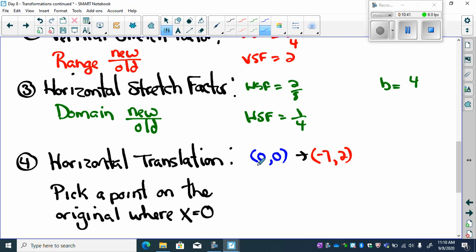Okay, so let's focus on the x coordinates. Now I realize I should be multiplying this 0 by 1/4. But by picking a point where x is 0, 0 times 1/4 is just 0. I'm isolating the translation here. Okay? So 0 times 1/4 is 0.